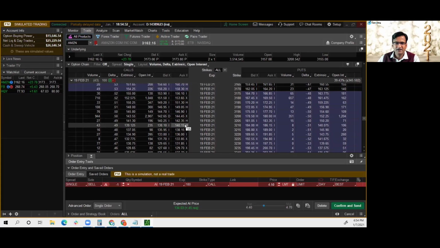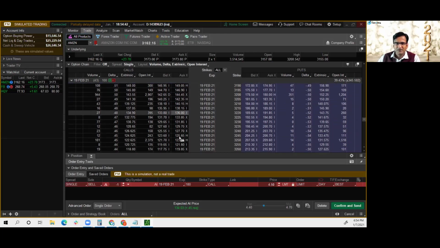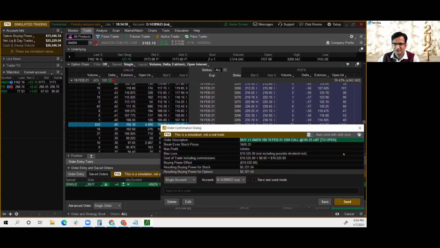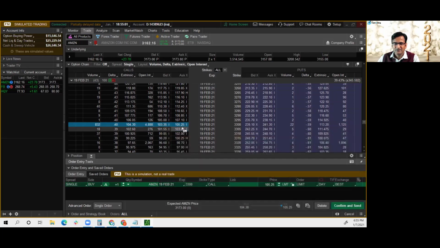Many new option traders are familiar with buying a call because the whole idea is, if you are bullish on Amazon, buy a call. But now you go ahead and buy a little bit out of the money call. Even if you buy the 3,300 call, it'll cost you $105. That is too much, almost $10,000. You're bullish on Amazon, but $10,000 is too much to pay.